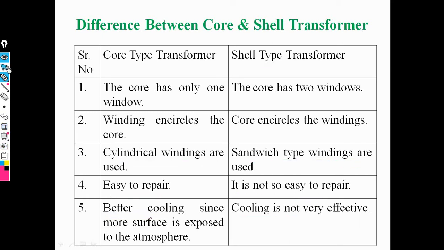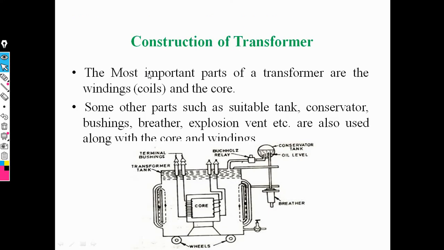Now we have to explain the construction of a transformer. The construction of a transformer consists of two windings, the primary winding and the secondary winding. The primary winding is connected to the input side of the transformer and the secondary winding is connected to the secondary side of the transformer. These are the important concepts here.